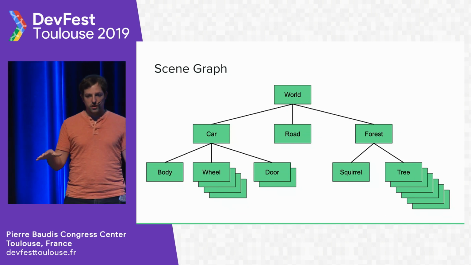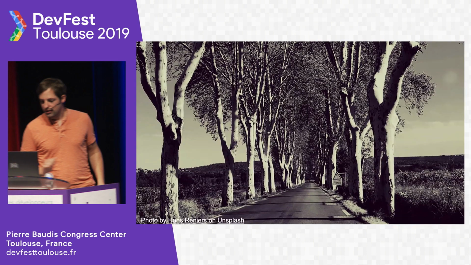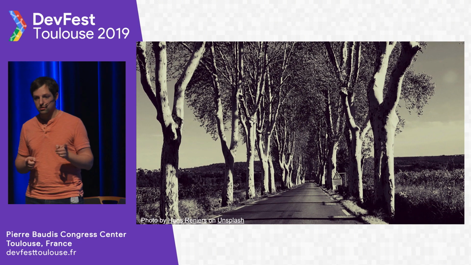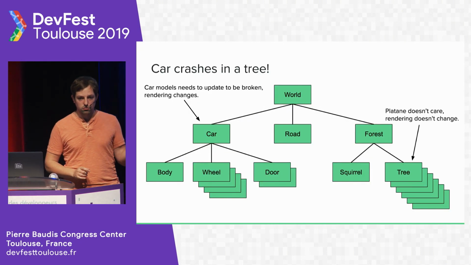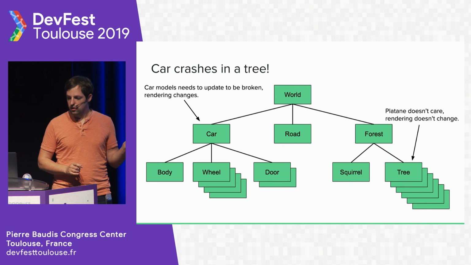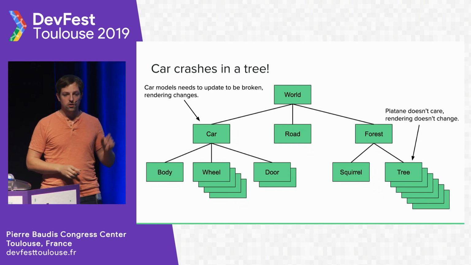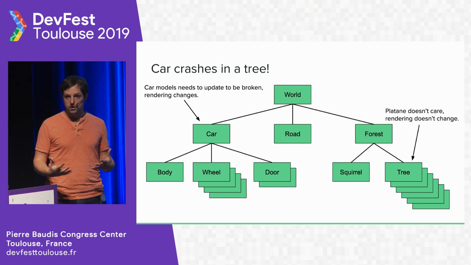So we're racing in the game, and it looks like this. And turns out I'm a really bad driver, and I crash in one of the trees. So as you know, the platane, they don't care about cars crashing into them. So the platane itself doesn't change. There's no rendering change. However, on the other side, the car, well, it's completely wrecked. So the rendering needs to change.